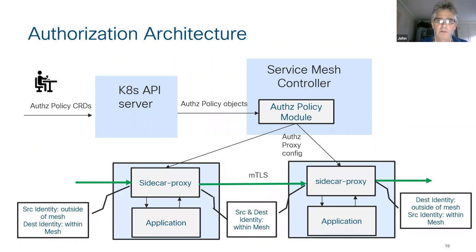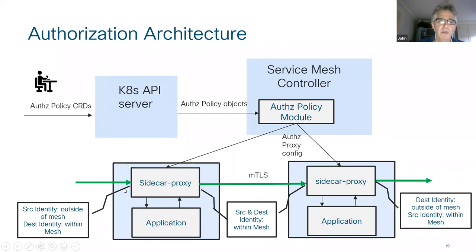So the authorization architecture is much the same. There's typically some kind of policy module in the service mesh controller. The policy module will push the config over to the sidecar proxies. And when it's expressing that config, if it's for these links in the middle, it can express the config in terms of the identity within the mesh that it's well aware of and has established. So it's able to express this in a very clean, non-ambiguous way.